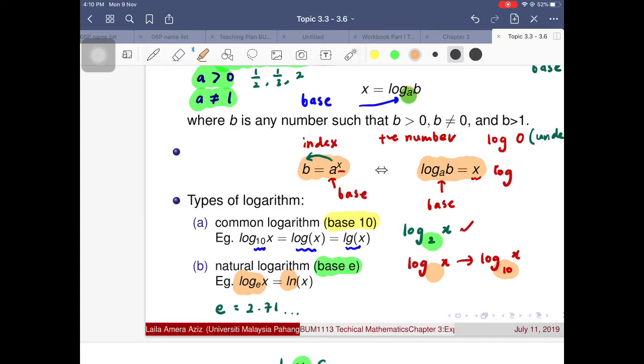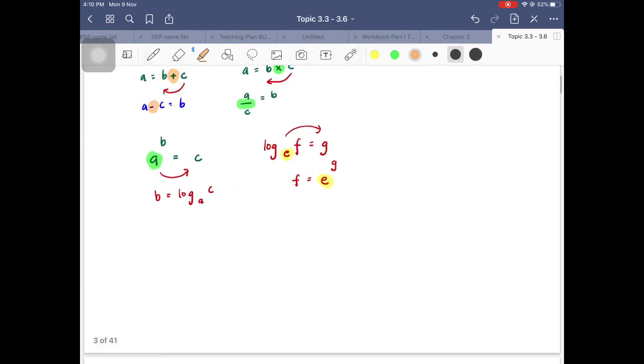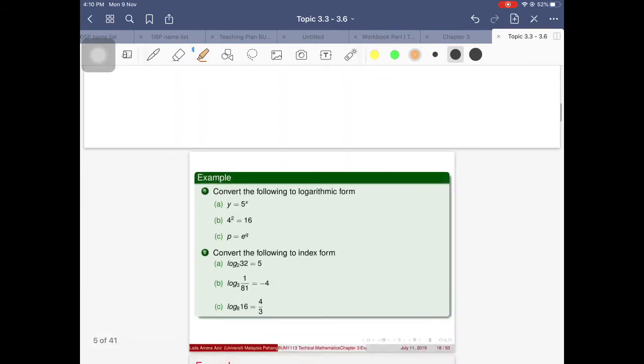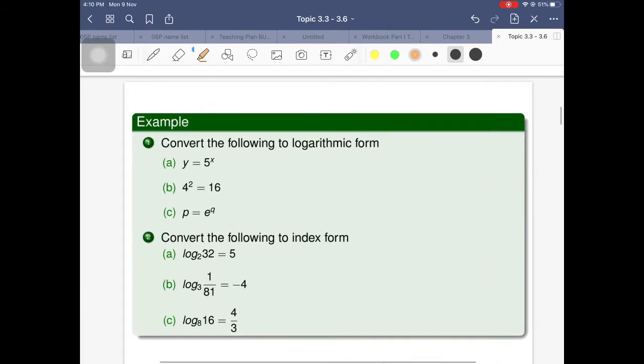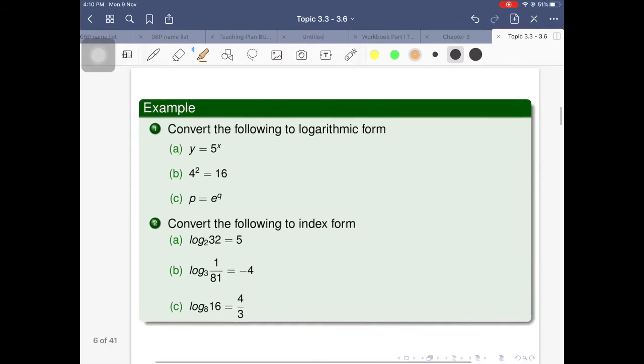So that is why you're going to hear me pronouncing ln as log throughout the course. Okay, so basically the two most common bases are going to be base 10 and base e. Now let's look at what we have over here. These are going to be the examples. What we're going to do is convert the following to logarithmic form.